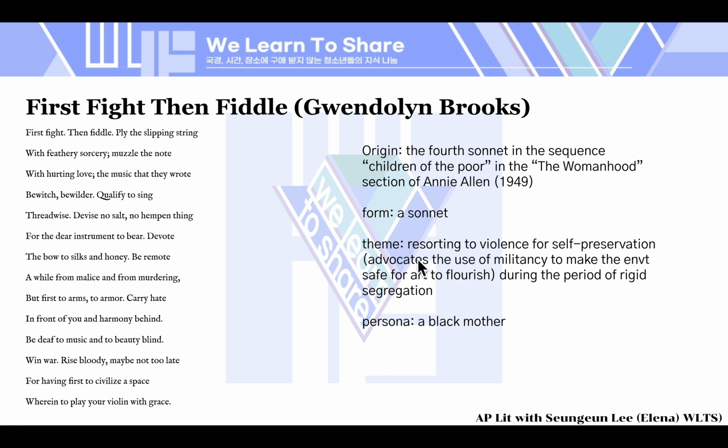The theme over here is resorting to violence for self-preservation; it advocates the use of militancy to make the environment safe for art to flourish during the period of rigid segregation. And the persona over here is a black mother. And over here, you can still see that it's 14 lines, right? And you can divide this into quatrains and a couplet.